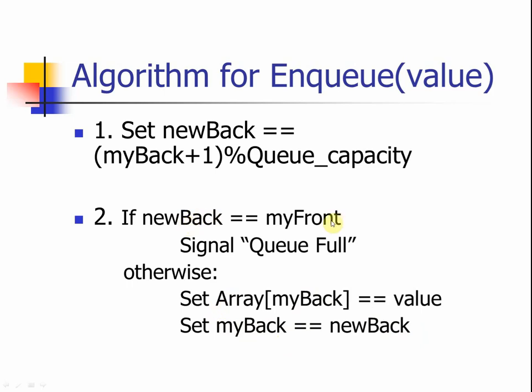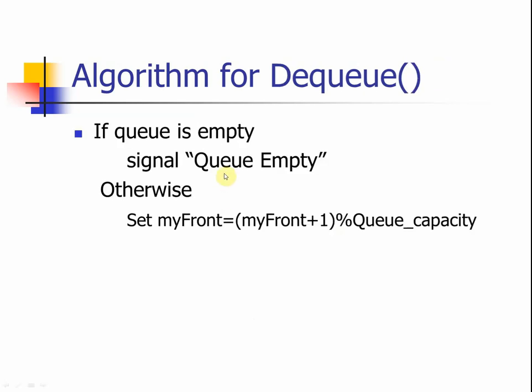However, if new back is going to equal my front, indicating that if I allow you to do the enqueue, we will generate a situation that we don't want, then we just simply say, hey, the queue is full. I'm not going to allow you to do this enqueue. This is a simple, straightforward, easily understandable way to do the enqueue. To do the dequeue is even simpler.